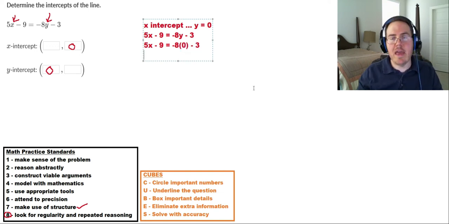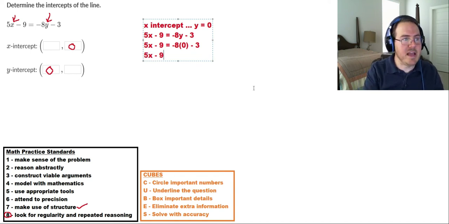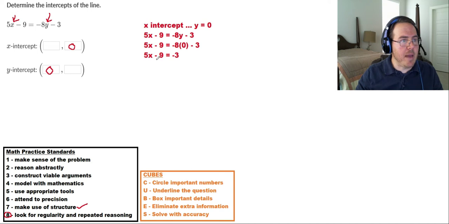So now we're going to go ahead and do that multiplication. So that means that 5x minus 9 equals 0 minus 3. But because I am so lazy, I'm not even going to bother writing that 0. Is equal to negative 3. So this is where we do some inverse operations, okay? So now, what's the opposite of subtracting 9? I'm going to add 9 to both sides.